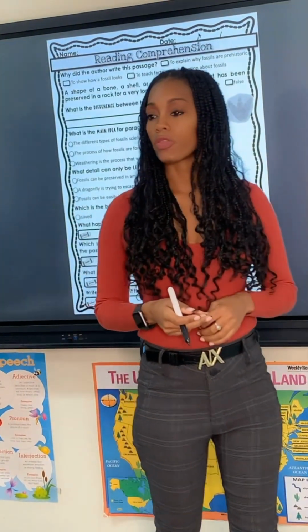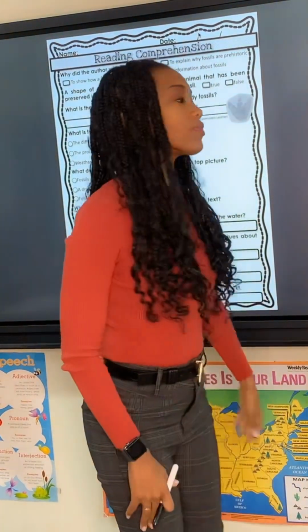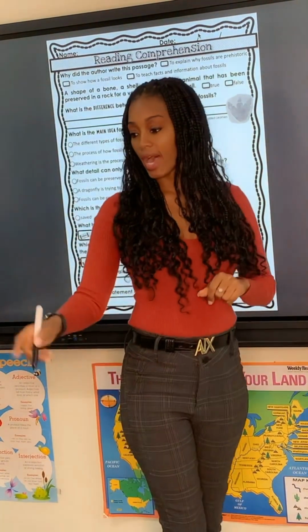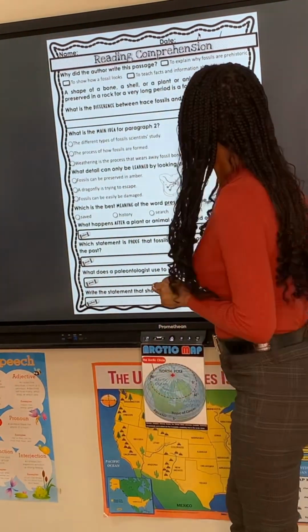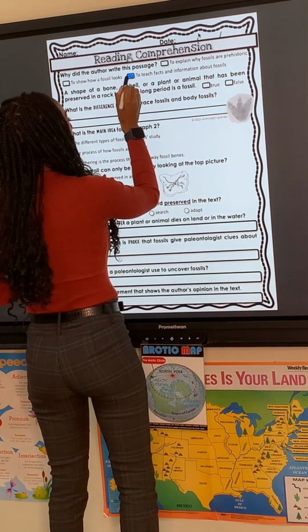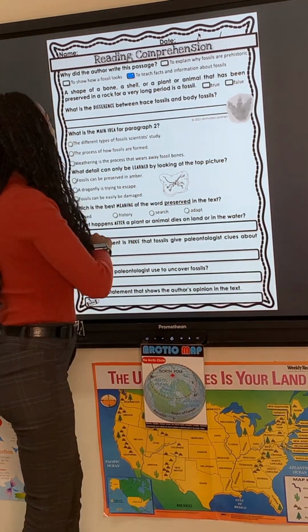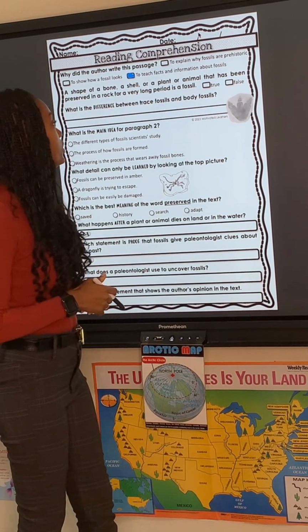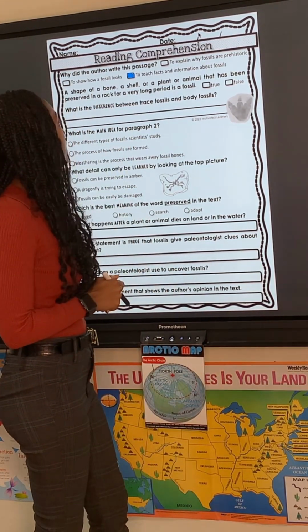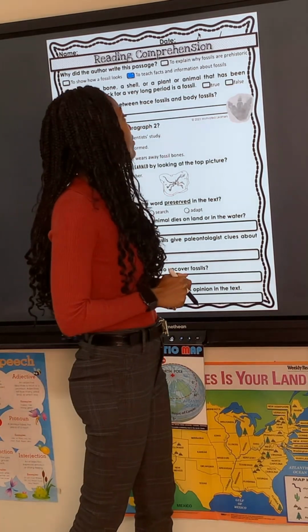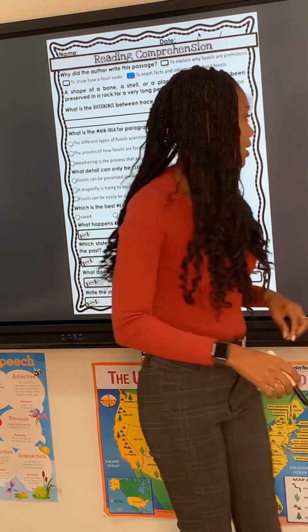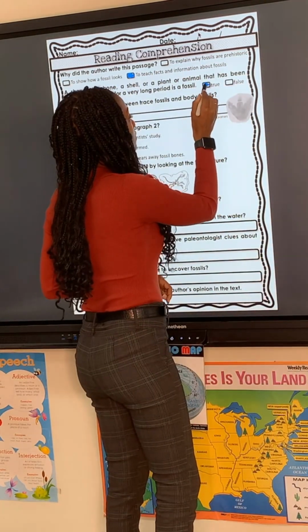Alright, let's go over the reading comprehension questions for fossils. Why did the author write this passage? Yes. To teach facts and information about fossils. Very good. A shape of a bone, a shell, or a plant or animal that has been preserved in a rock for a very long period is a fossil. True or false? Yes. True. It is true. Very good.